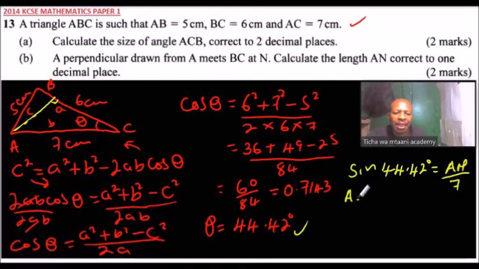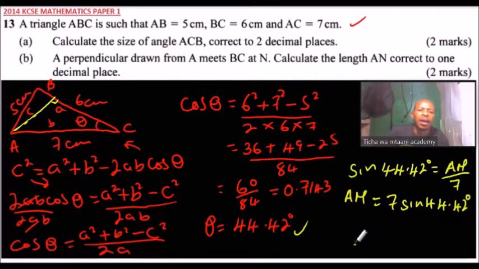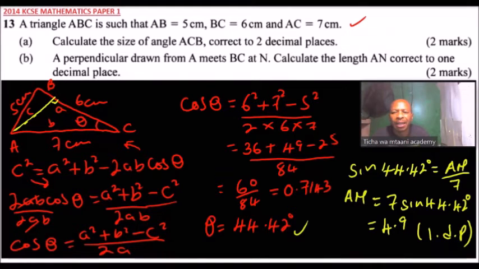So it means AN is equal to 7 times the sine of 44.42 degrees, which you can now use your calculator, and you'll be able to find AN is 4.9, and this is to 1 decimal place. So that is how you work out that, and you get 2 marks. Here you get 1 mark for the method and 1 mark for the answer.